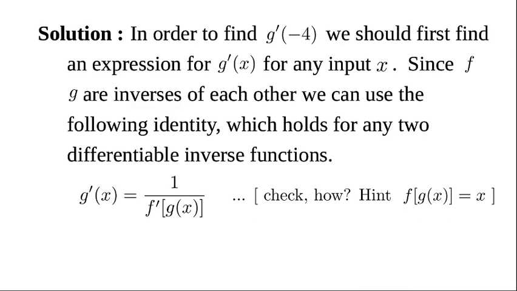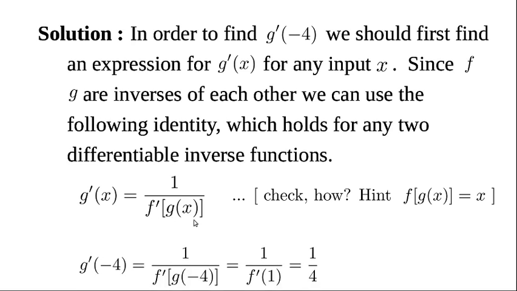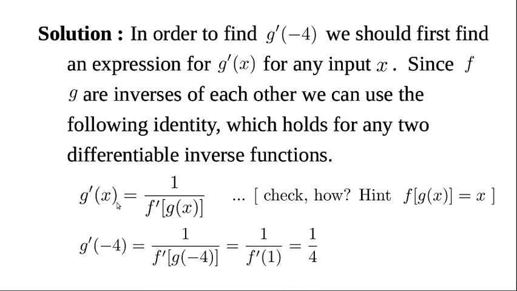So here we have f of g of x equal to x. When I differentiate this, I get f dash of g of x into g dash of x equal to 1. Therefore, g dash of x equal to 1 upon f dash of g of x. So when x is minus 4, we get g dash of minus 4 equal to 1 upon f dash of g of minus 4. G of minus 4 is 1. So I get 1 upon f dash of 1, and f dash of 1 is 4. Therefore, g dash of minus 4 is 1 by 4.